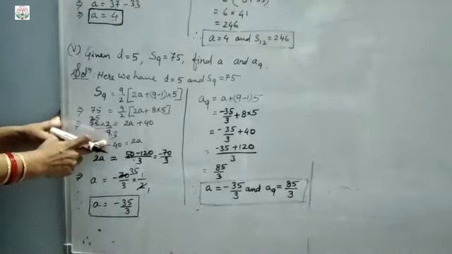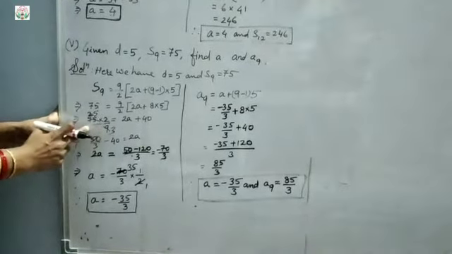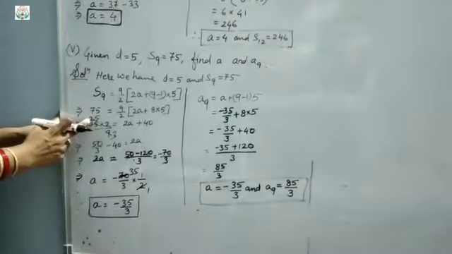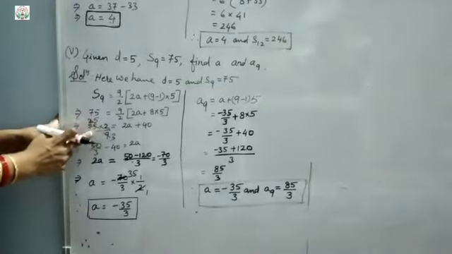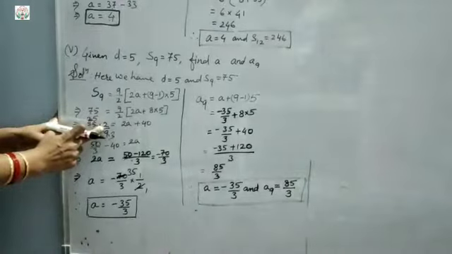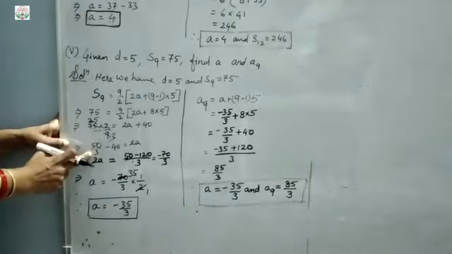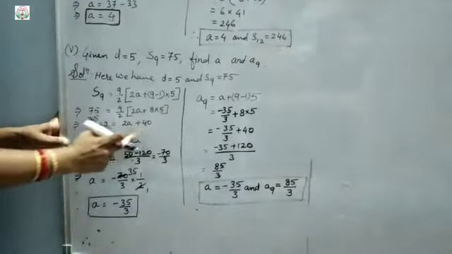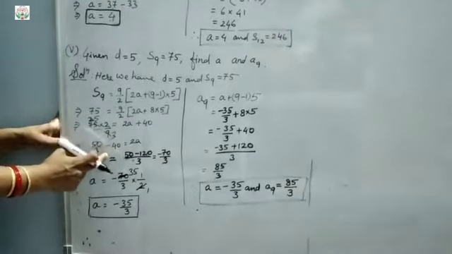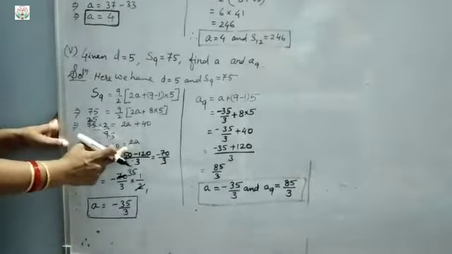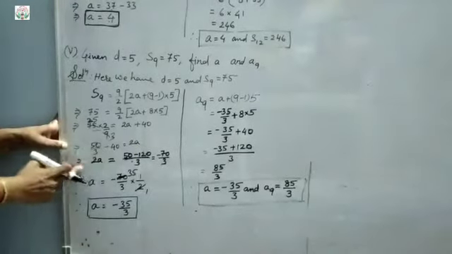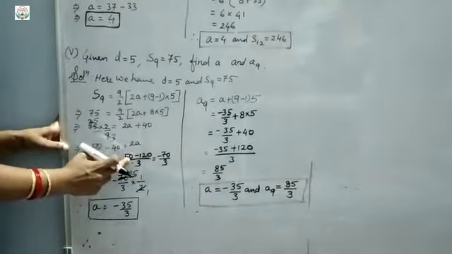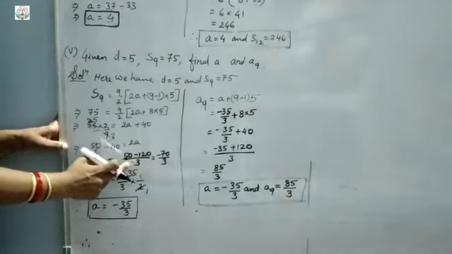You know that this is not completely divisible, but both are divisible by 3. So 3 3s are 9, 3 2s are 6 and 3 5s are 15. So 25, 25 2s are 50. So 50 upon 3, minus this 40 will be transposed to the other side, so it will be minus 40 equals 2a. Now 2a equals what? On simplification, LCM will take, that is 15 minus 120 upon 3.